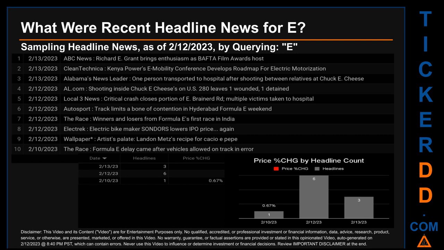The oldest publication date of Friday, February 10, 2023, was actually the day with the lowest percentage change in price. It saw a price jump of 0.67%. The latest publication date of Monday, February 13, 2023, was actually the day with the highest percentage change in price. It saw a price jump of 0.67%.